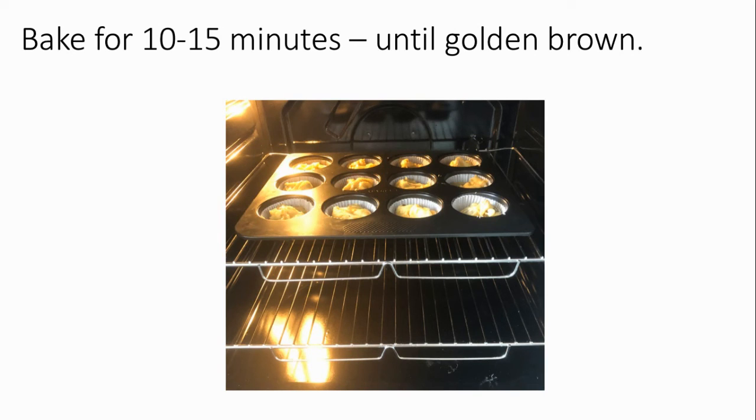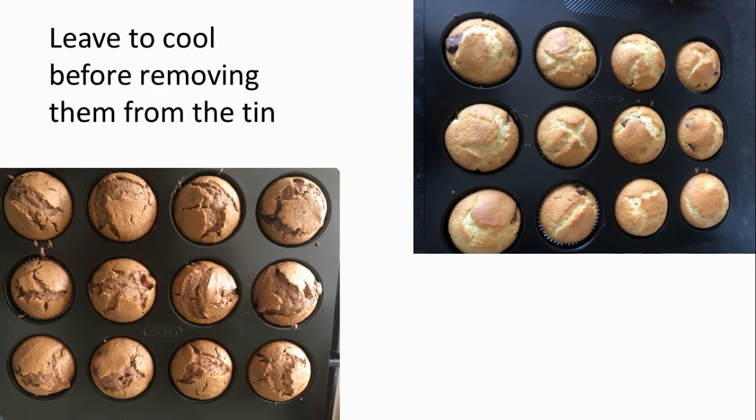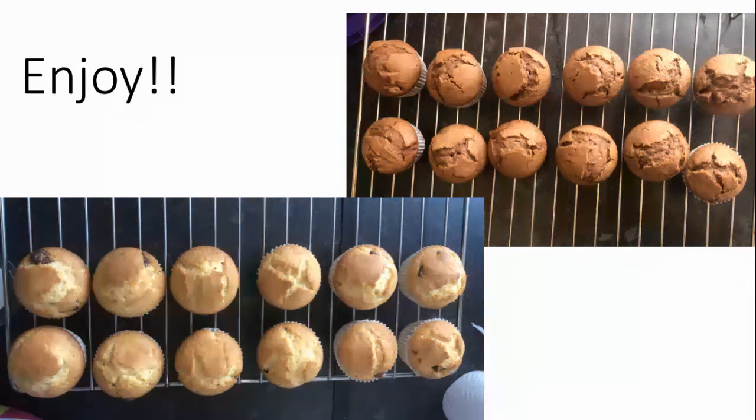So just keep an eye on them after 10 minutes because they could be done at any time. Make sure you're really careful putting them in the oven and also taking them out. So again, I would ask an adult to be there to help you out. Leave them in the tin to cool because they'll be extremely hot, so you don't want to be trying to take them out. So just leave them on a cooling rack to cool before you remove them from the tin, and then you can enjoy.